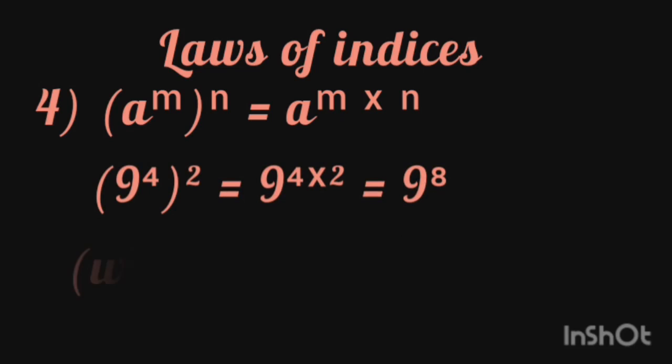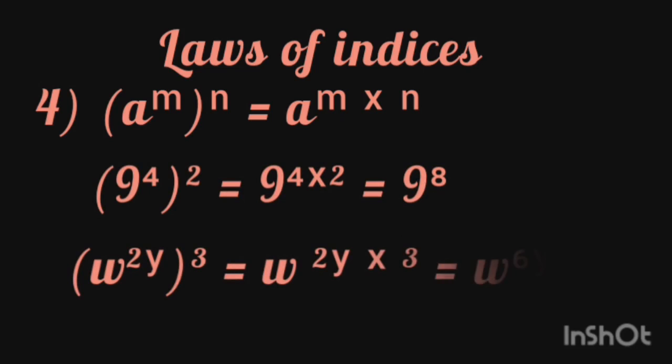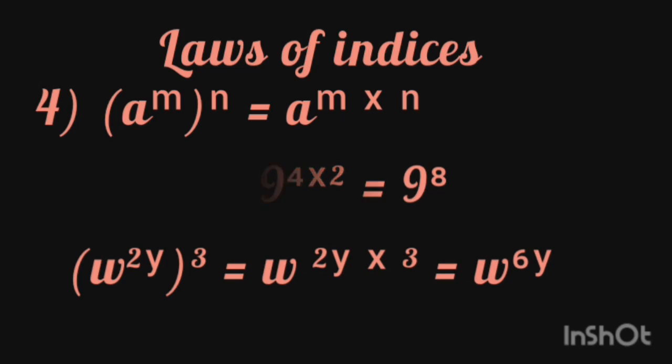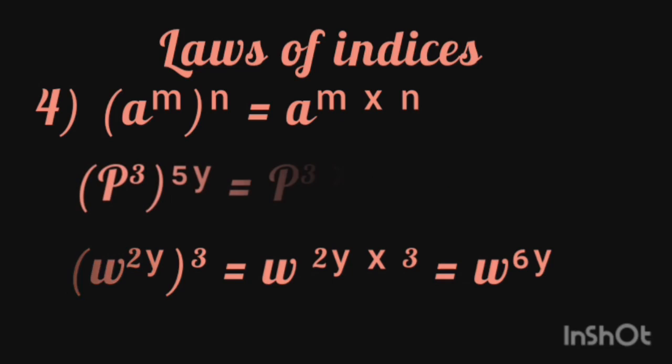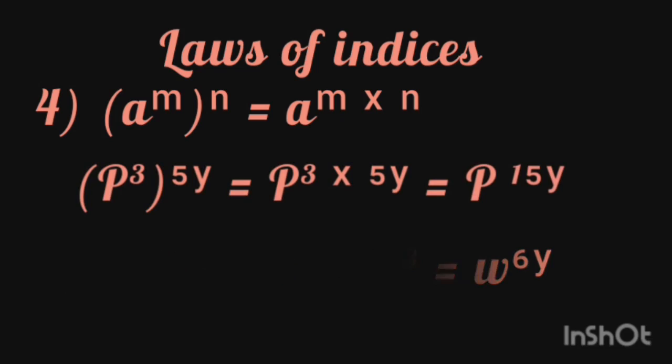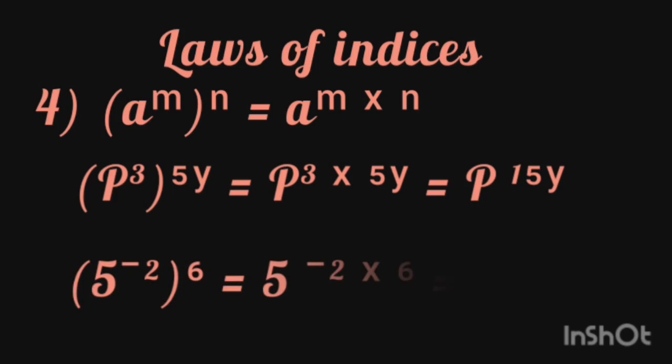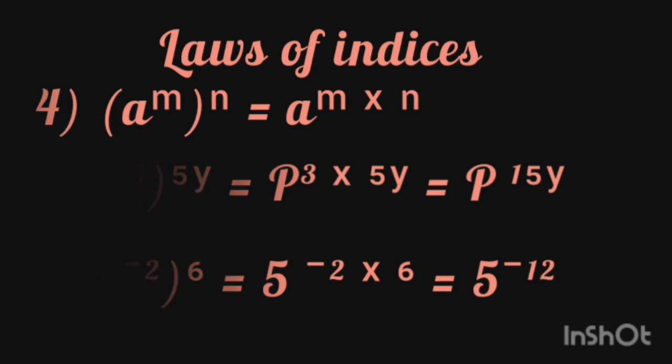Another example we are going to see, we have 9 raised to the power 4 brackets raised to the power 2, so we just multiply 4 inside the bracket by 2, we get 9 raised to the power 8. Now we have w raised to the power 2y all raised to the power 3, so we multiply the 2y by 3 and we get w raised to the power 6y. Now we have p raised to the power 3 brackets raised to the power 5y. We multiply the 3 by the 5y and we get p raised to the power 15y. Now we have 5 raised to the power minus 2 bracket all raised to the power 6, so we multiply the minus 2 inside the bracket by the 6 outside, so we get 5 raised to the power minus 12.